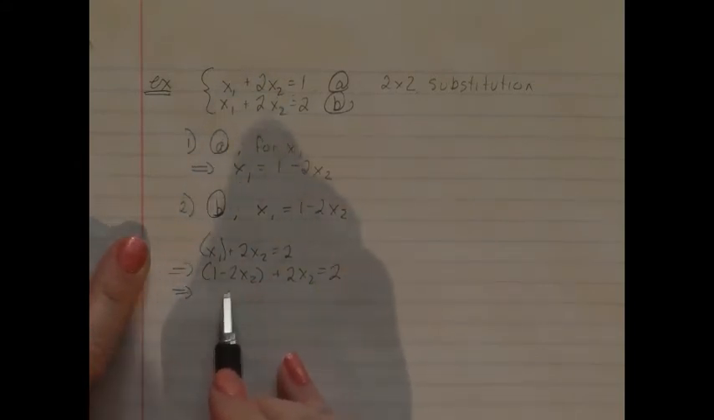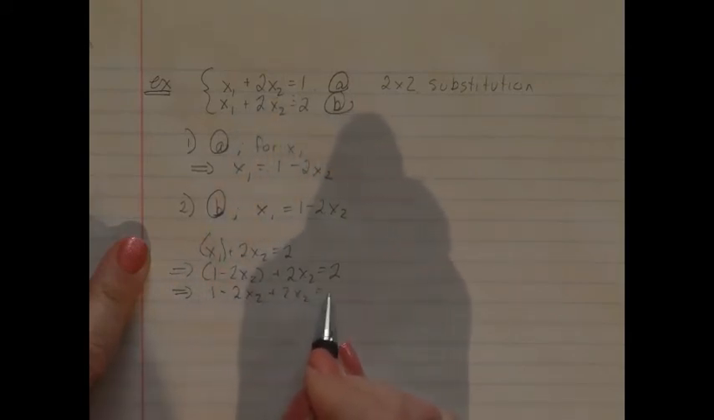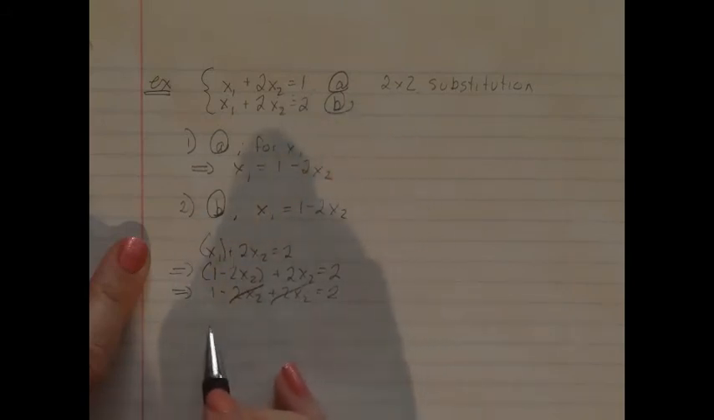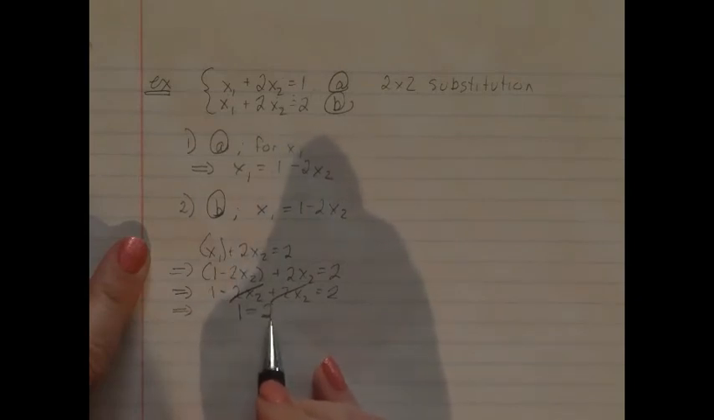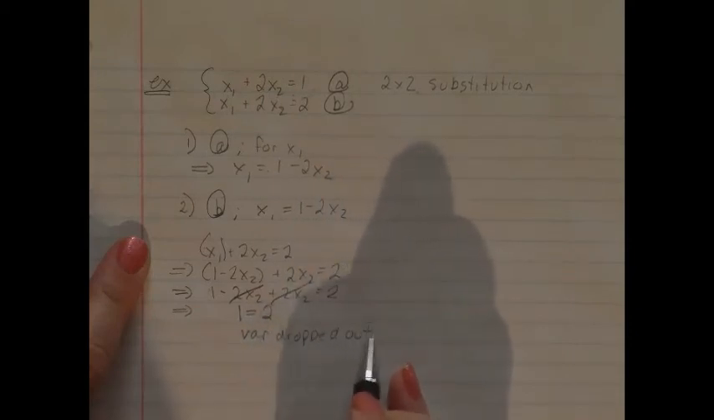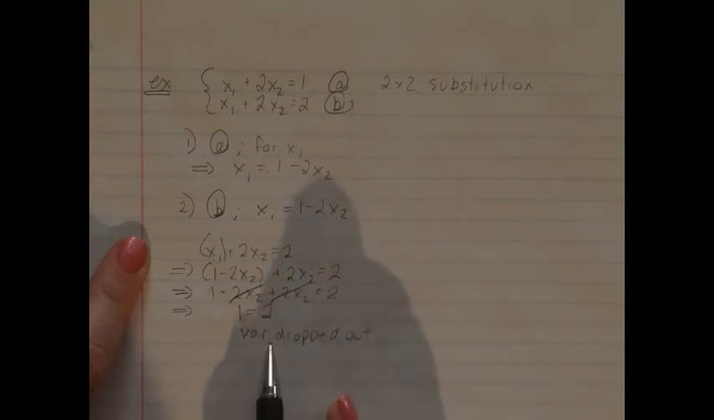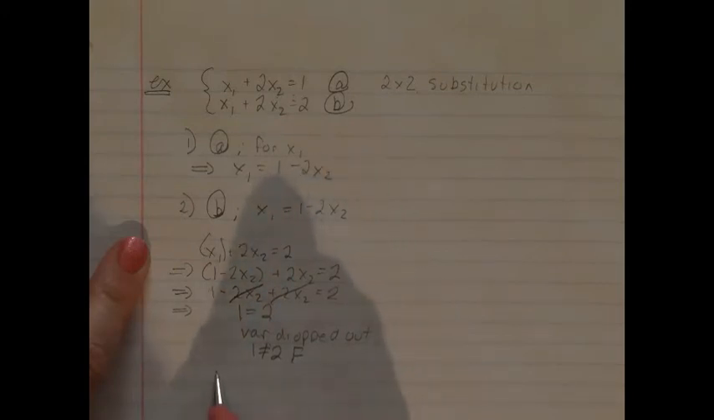Next, I'm going to get rid of my parentheses. 1 minus 2x2 plus 2x2 equals 2. Negative 2x2 plus 2x2 gives me 0. I get 1 equals 2. Notice that my variables dropped out. If your variables drop out, you've got one of two things going on. Either it's going to be true or it's going to be false. 1 does not equal 2. This is a false statement. What does this mean? If you've got a false statement, this implies an inconsistent system.